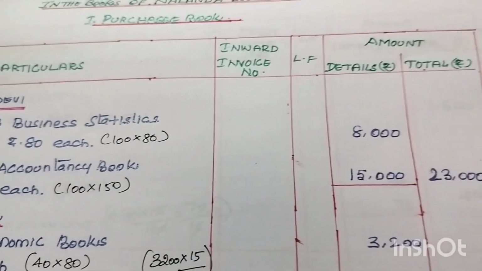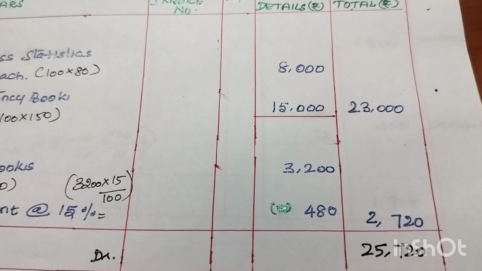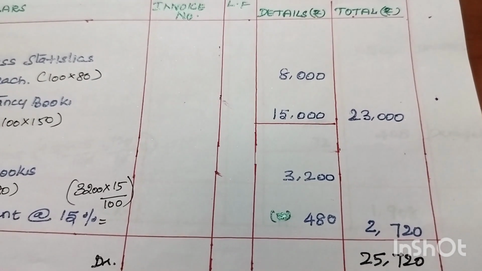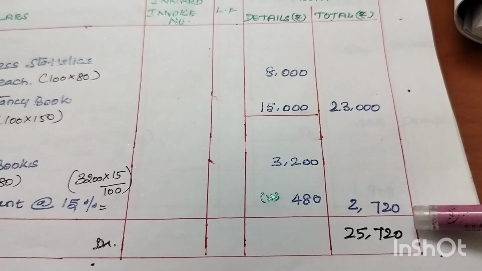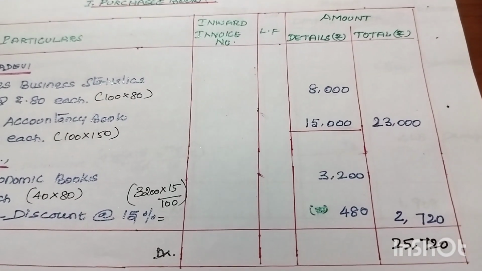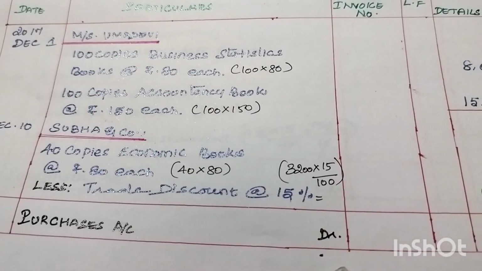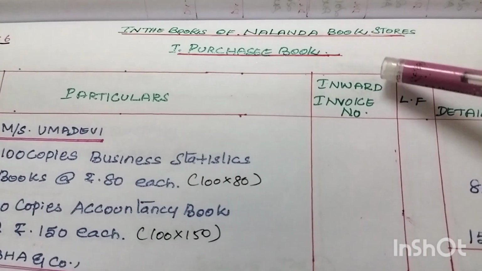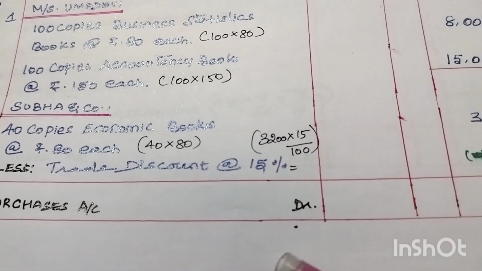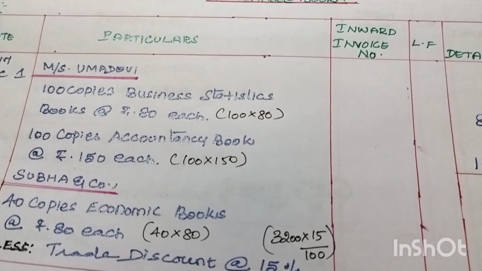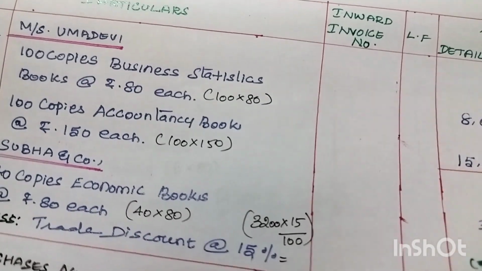Okay. What do we do now? We are going to find the total amount of the purchases account, purchases book. So for that you have to add 23,000 plus 2,720. What do you get? You will get 25,720. So this is the purchases account total. So you have to write in purchases book total, you have to write purchases account total. So you find the purchases book total, the total purchases book value.